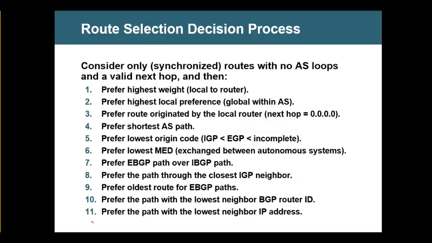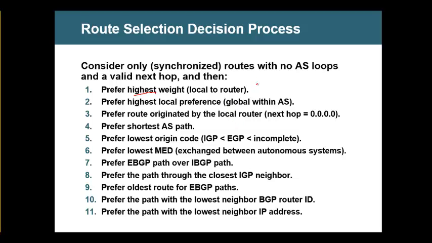I told you for weight, highest is preferred. What is the default weight? 0. Correct. Default weight is 0. Highest is preferred. Weight is local to the router. We learned this. Next.